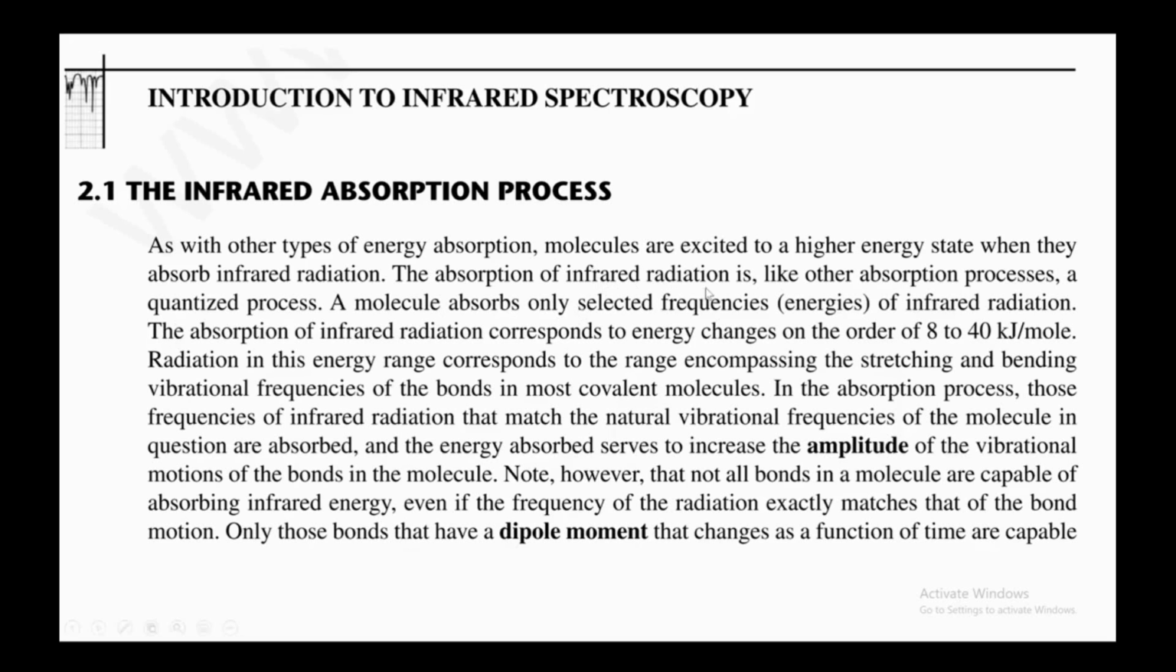The absorption of infrared radiation is, like other absorption processes, a quantized process. A molecule absorbs only selected frequencies, or energies, of infrared radiation. The absorption of infrared radiation corresponds to energy changes on the order of 8 to 40 kJ per mole. Radiation in this energy range corresponds to the range encompassing the stretching and bending vibrational frequencies of the bonds in most covalent molecules. In the absorption process, those frequencies of infrared radiation that match the natural vibrational frequencies of the molecule in question are absorbed, and the energy absorbed serves to increase the amplitude of the vibrational motions of the bonds in the molecule.